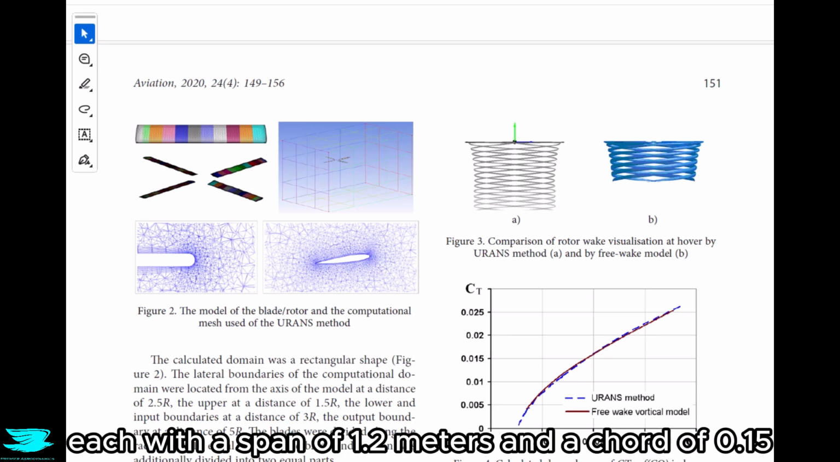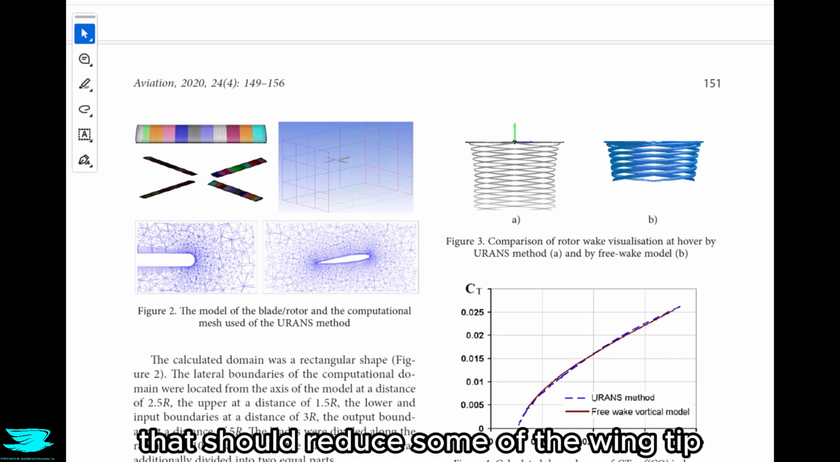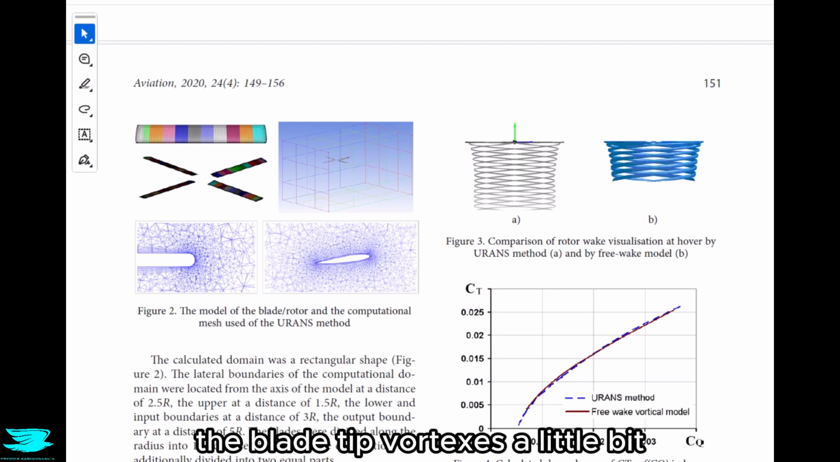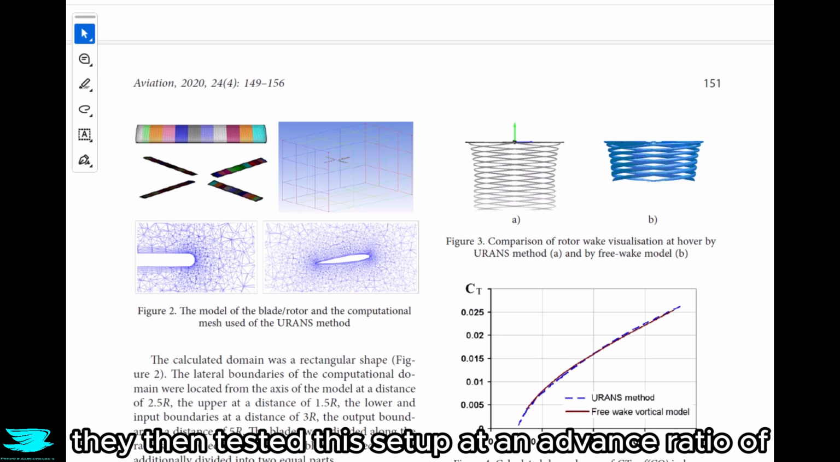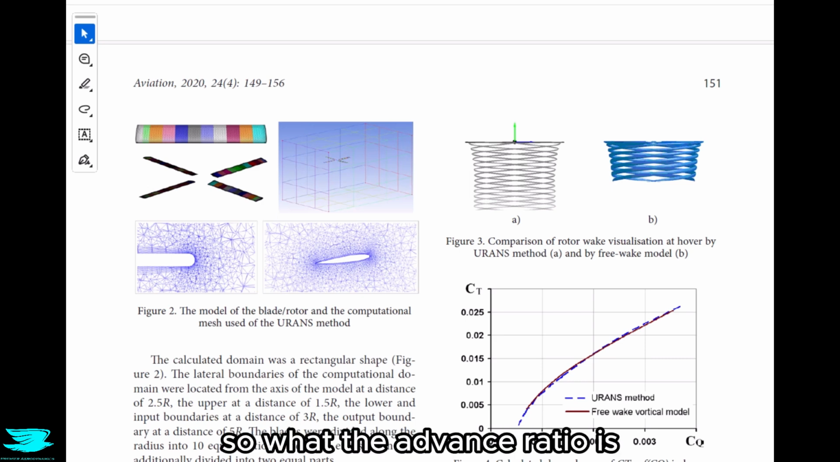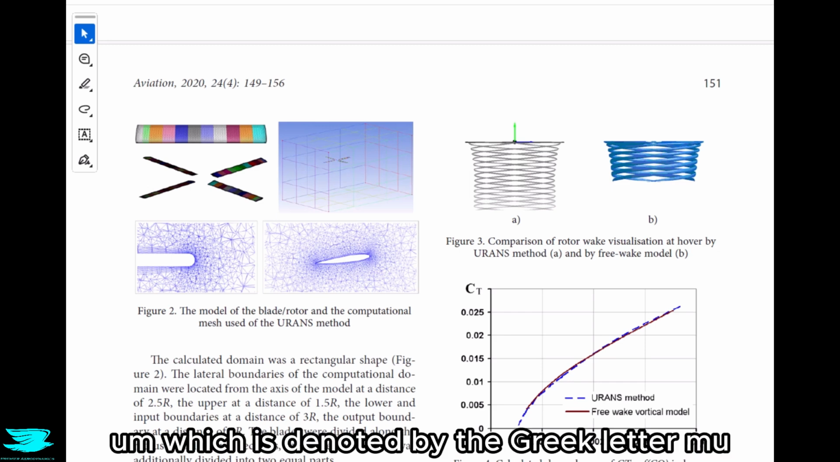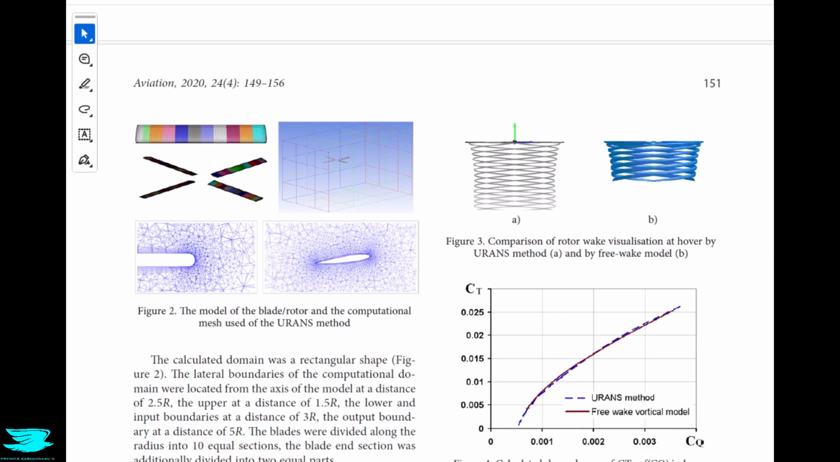They also had 4 blades, each with a span of 1.2 meters and a chord of 0.15. So that means that you have an aspect ratio of 8, which is pretty good. That should reduce some of the blade tip vortices a little bit, but still there should be some. They then tested this setup at an advance ratio of 0.05, 0.1, 0.15, 0.25, 0.35, and 0.45. So what the advance ratio is, which is denoted by the Greek letter mu, is a ratio of the forward speed of the helicopter to the speed of the blades turning.